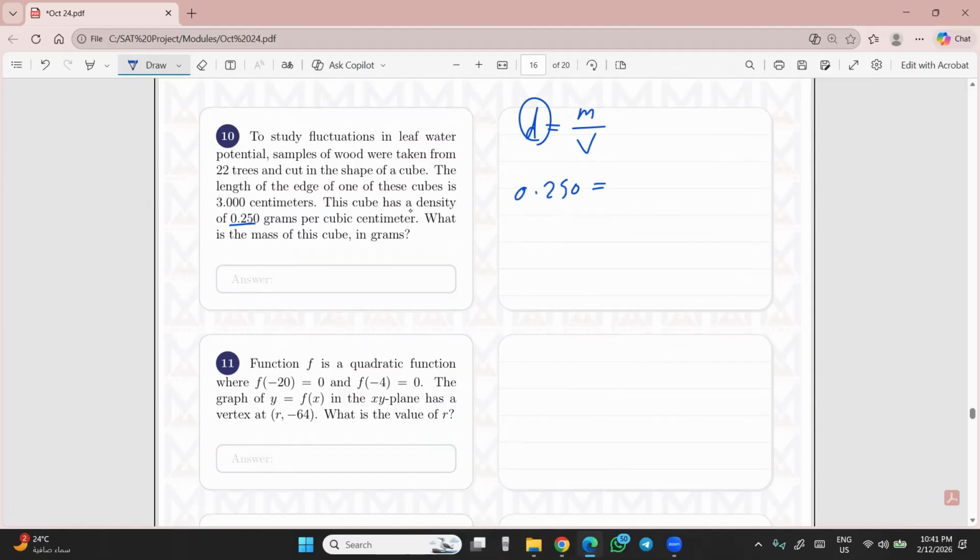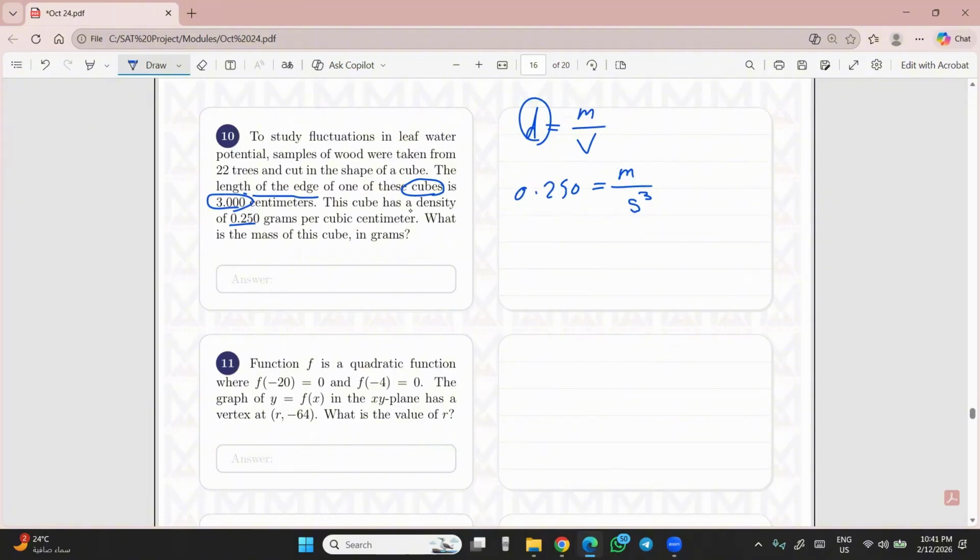M, we don't know M because we need to get the mass. And we write M instead, and then the V. V is the volume. What is the volume of this figure, this cube? The volume of the cube is always the side length to the power of 3, to the third power. So the side length already is given here. The length of the edge or the side, it's the same meaning, is equal to 3.